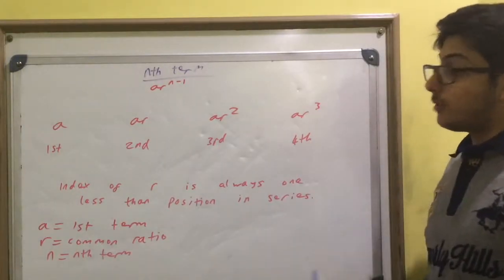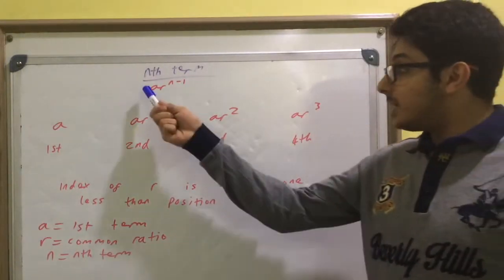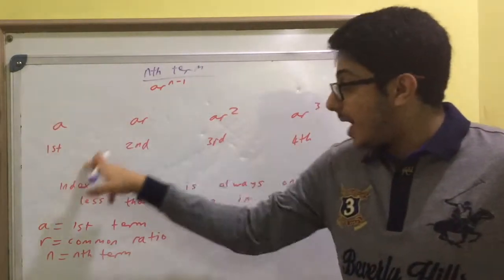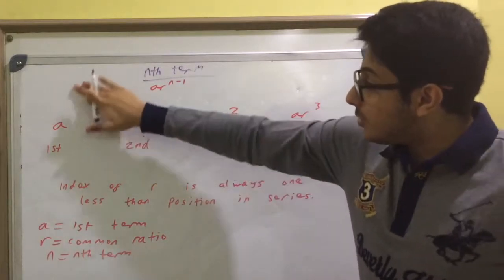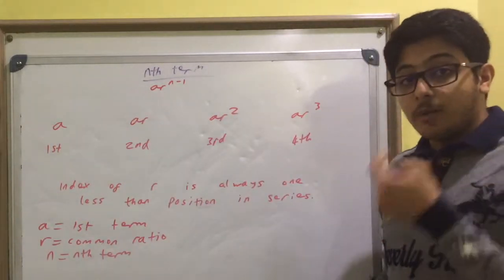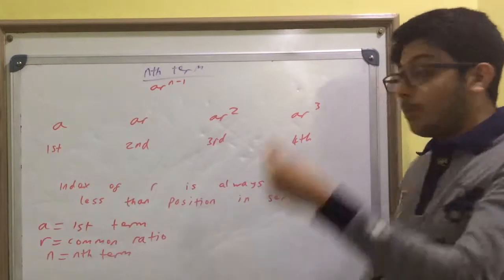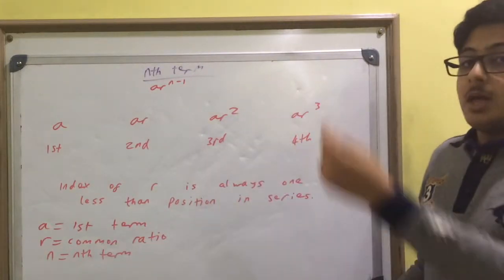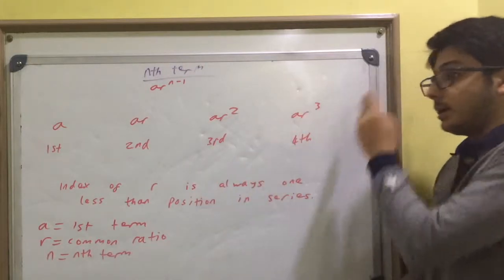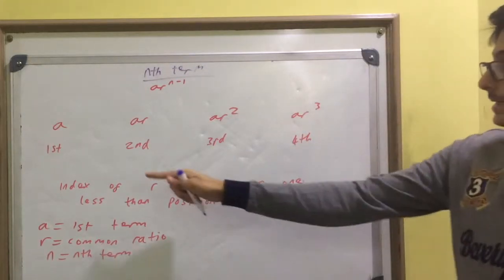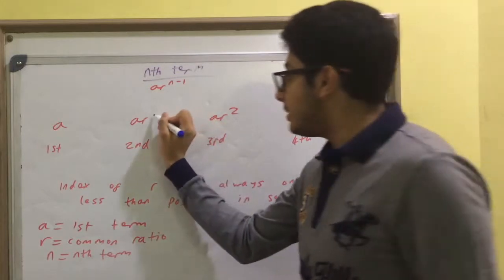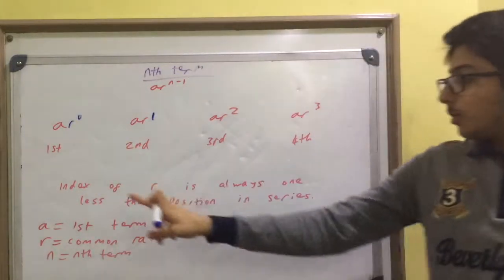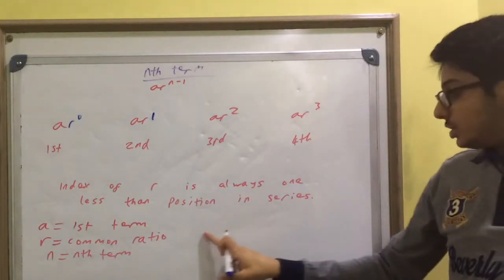To find the nth term of a geometric sequence, we use AR to the n minus 1. So here's our first term, A. To get from the first term to the next term, we multiply by the common ratio, so AR. Then we multiply by the common ratio again, so A times R times R, AR squared. Then we multiply by the common ratio again, and again. We see that the index of R, so this could be AR to the power of 0, is always 1 less than the position in the series.